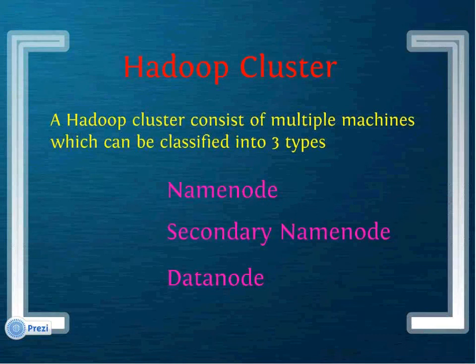But as far as the type of machine is concerned, we have only three types of machines in our Hadoop cluster. First is the name node, that is my master machine. Second is the secondary name node, that is the backup of my master machine. And all remaining machines are slave machines, which are known as data nodes. So these are the three types of machines.